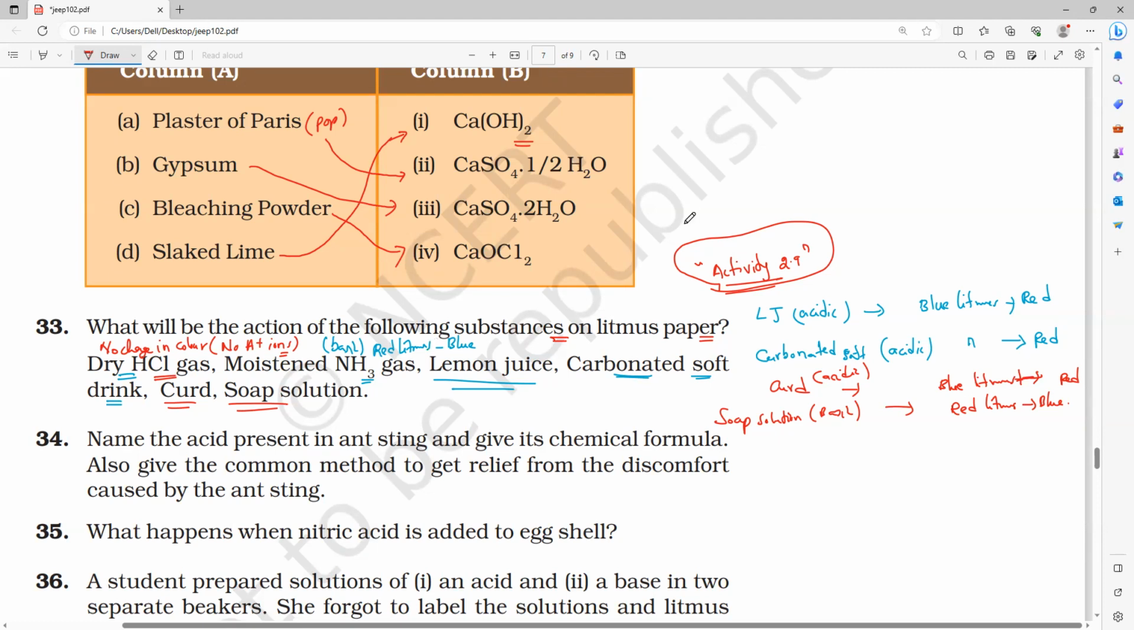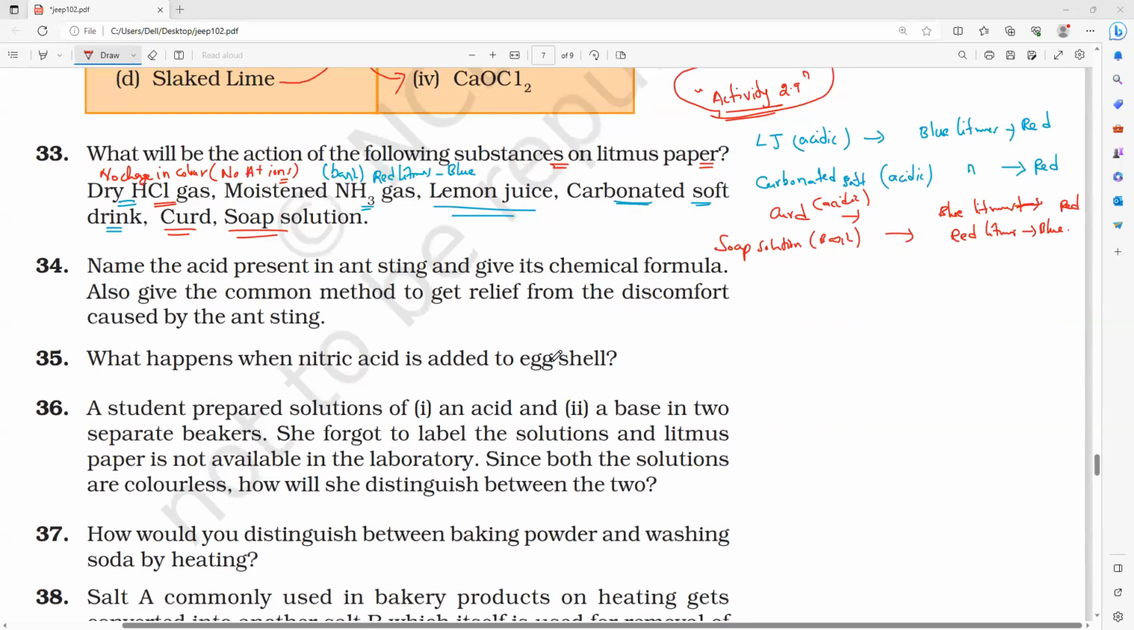Okay. So next question. Name the acid present in an ant sting and give its chemical formula also. Anybody? Methanoic acid. Ant sting means, what is the acid present, everybody? Methanoic acid. Formic acid.